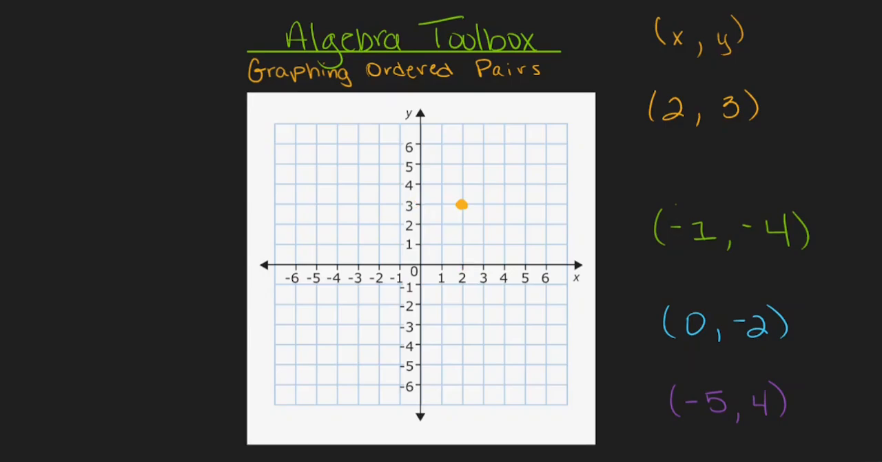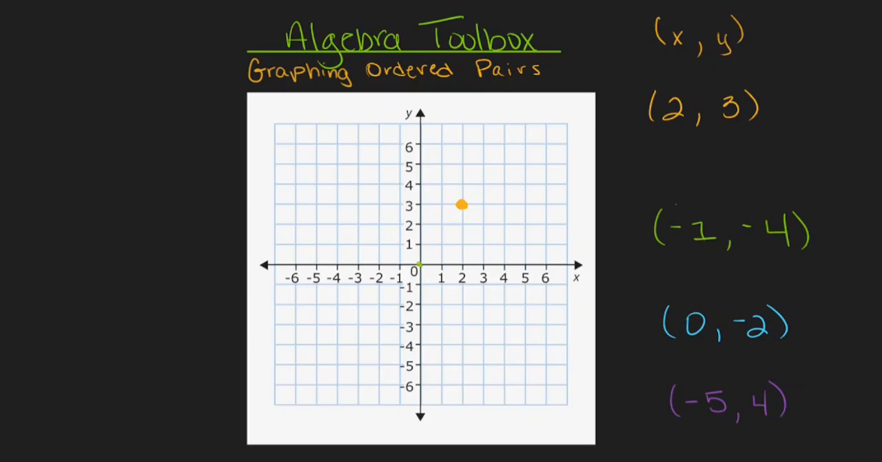Another way is to start at the origin and move the number of spaces that our ordered pair tells us. We'll try using this method for the next point. So our next point is -1, -4. The -1 tells me how I'm going to move in the horizontal direction. It's important for us to note that we're always starting from the origin. The origin is the place where the x and y axes intersect. So we'll be starting right here.